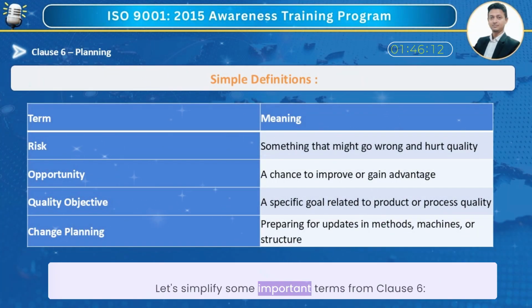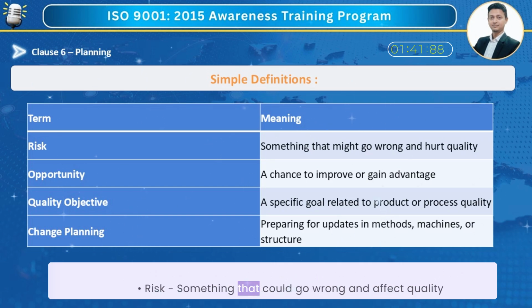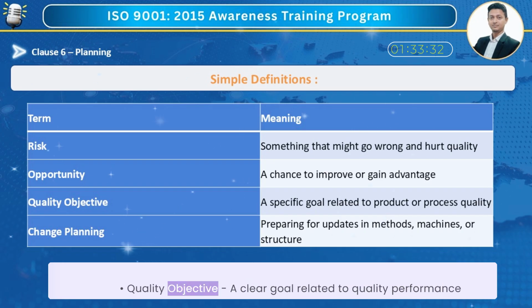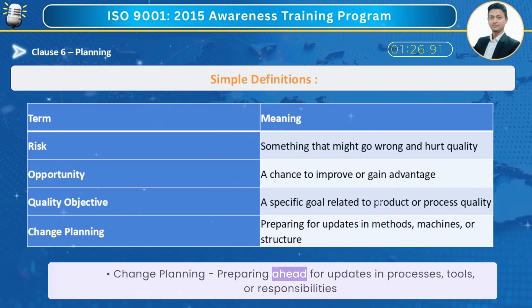Let's simplify some important terms from Clause 6. Risk: something that could go wrong and affect quality. Opportunity: a chance to improve or benefit from change. Quality objective: a clear goal related to quality performance. Change planning: preparing ahead for updates in processes, tools, or responsibilities.